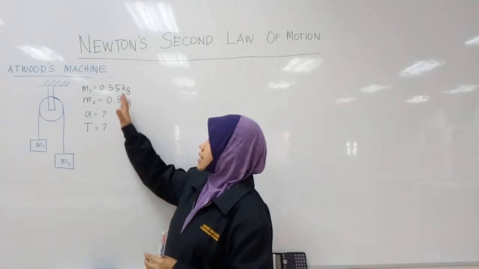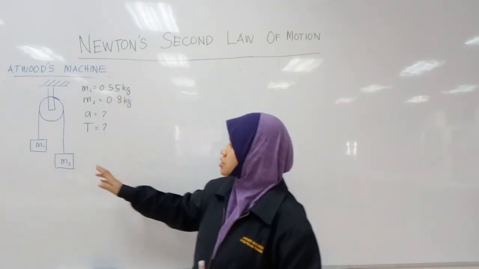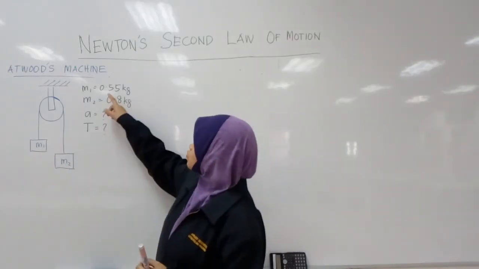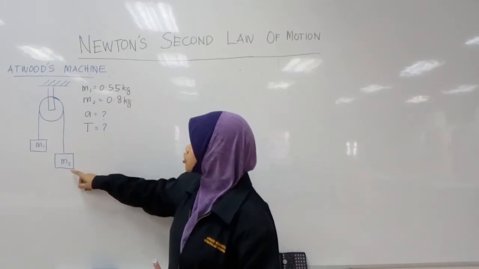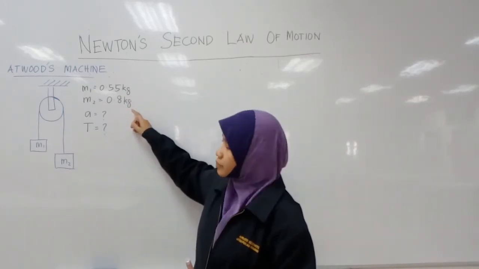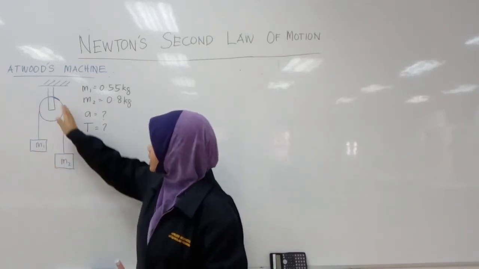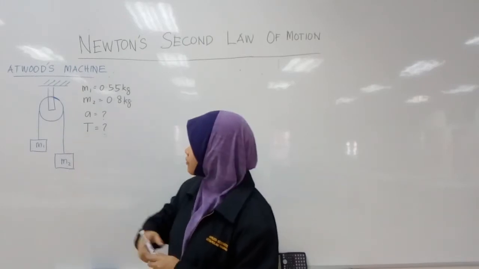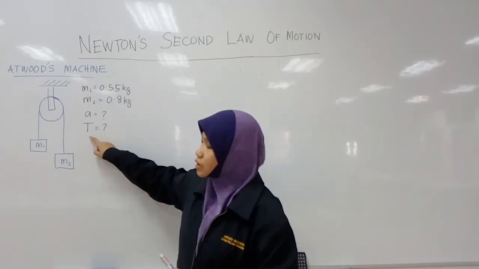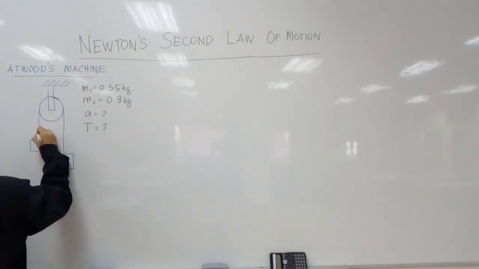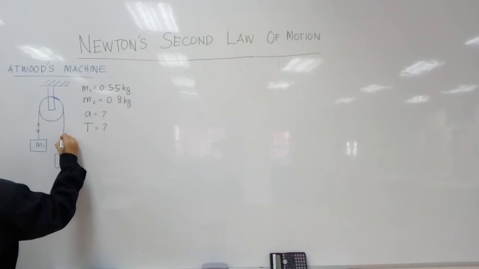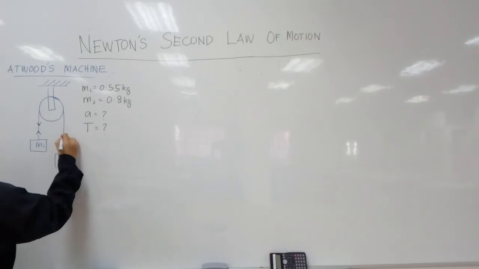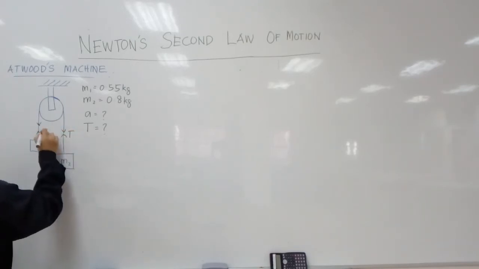Okay, Atwood's machine. What is Atwood's machine? Normally, Atwood's machine consists of two masses. In this case, mass 1 is 0.55 kg and mass 2 is 0.8 kg. The two masses are connected with one string, and there is a tension force here, whose value is T. Both are the same. So this is T, this is T.